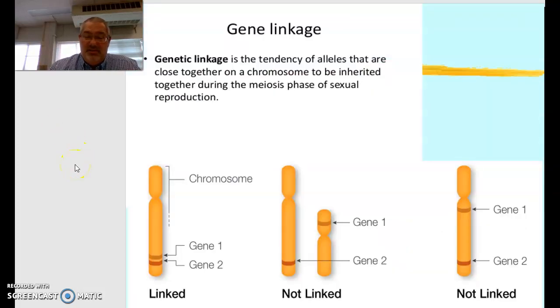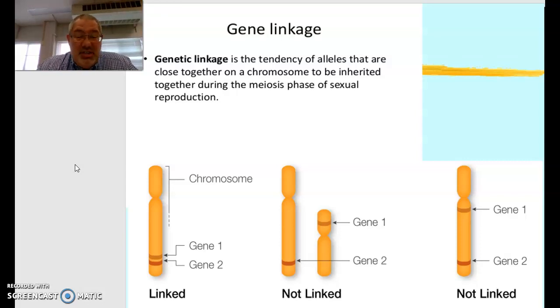So gene linkage. Of the 7 traits that Mendel examined with the pea plant, none of them were linked. They were all on separate chromosomes. So gene linkage is the tendency of alleles that are located closely together on a chromosome to also be inherited together. That's called gene linkage.